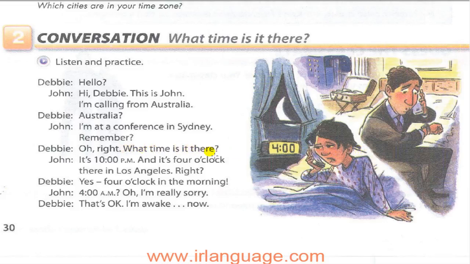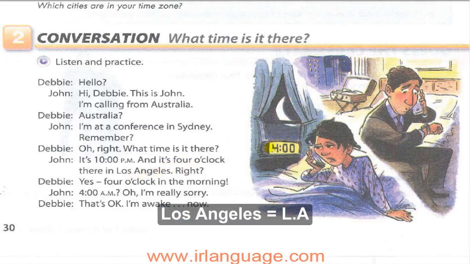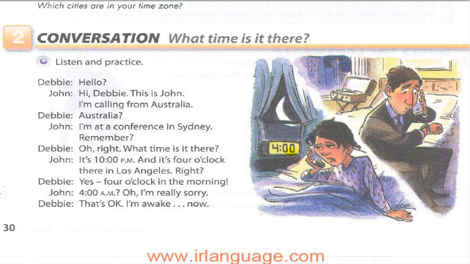What time is it there? What is the time? It's 10 p.m. In Australia, it's 10 p.m. It's 10 o'clock in the evening, and it's 4 o'clock there in Los Angeles. Los Angeles, LA, right? 4 o'clock, but 4 a.m. or 4 p.m.? Is it 4 o'clock a.m. at night or 4 p.m. in the afternoon? Yes, 4 o'clock in the morning. It's 4 o'clock at night.